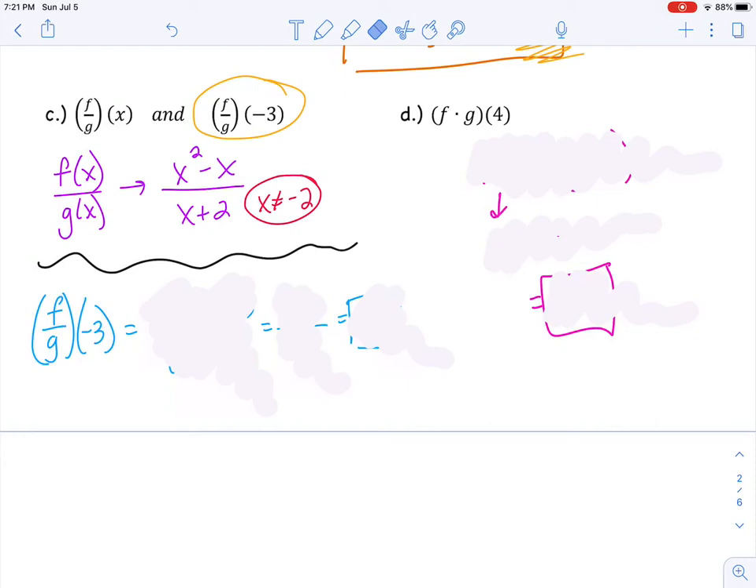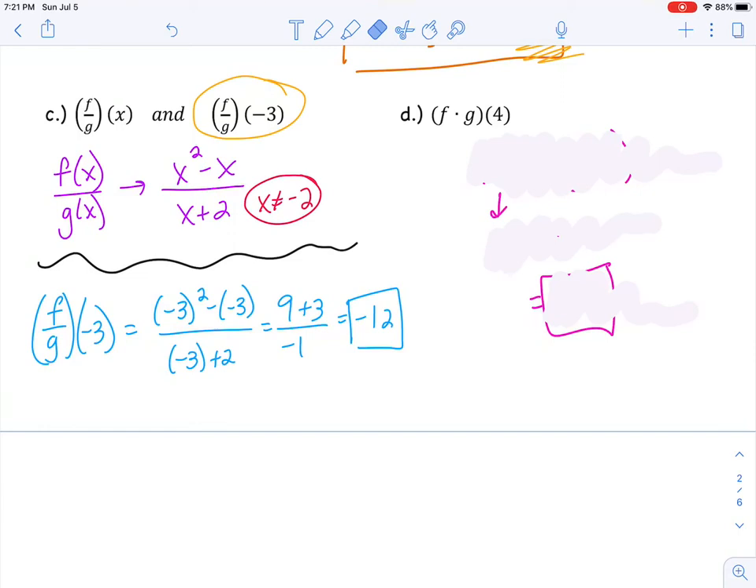All right, let's continue and do the second part of that problem where it asks us to do f divided by g of negative 3. So we already divided the two functions up above. Now let's just evaluate by plugging in our negative 3. So when I plug in my negative 3, I end up getting 9 plus 3 in my numerator and negative 1 in my denominator, which ended up giving me negative 12 for my final answer. And as long as x wasn't negative 2, I should have gotten a valid solution there.